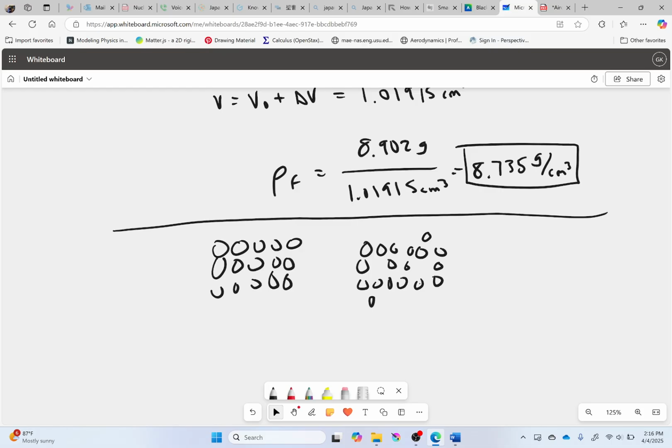And as you can see there, that means that my volume is going to be even larger, even though my mass is staying the same. So I'm going to actually have a lower density than this. So let's go ahead and do that.